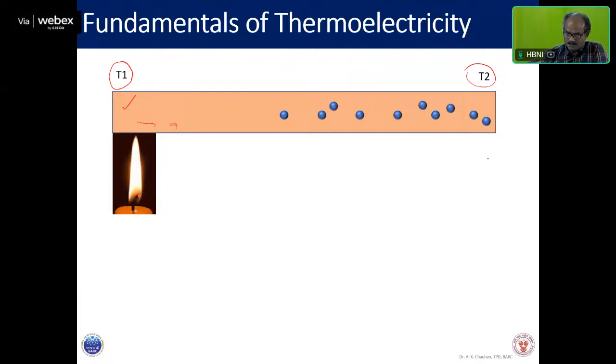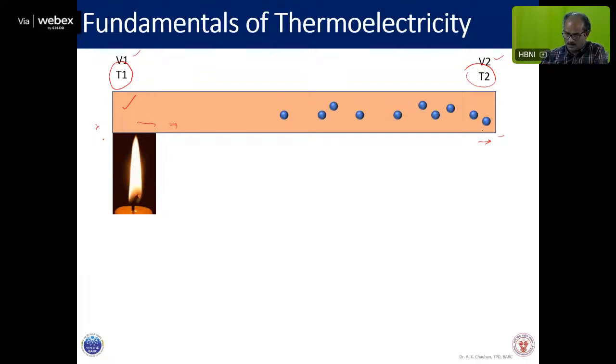Since electrons carry negative charge, if you see on some absolute scale, this side of the rod will be slightly negative as compared to this side. If I try to visualize the potential between these two points, suppose V2 and V1, this side will be more negative, and as compared to it, the other side will be positive. So a potential will be developed across this bar.